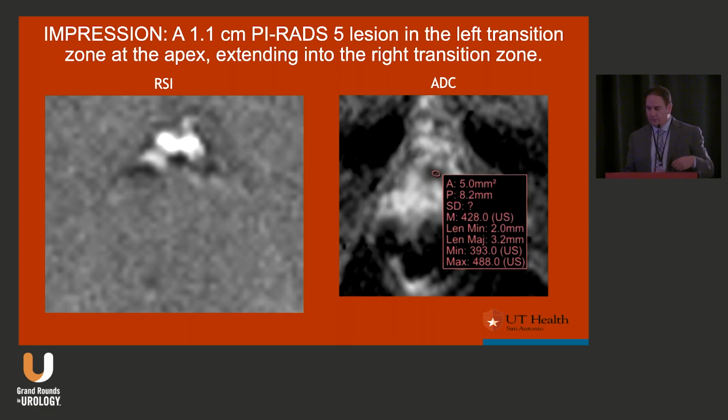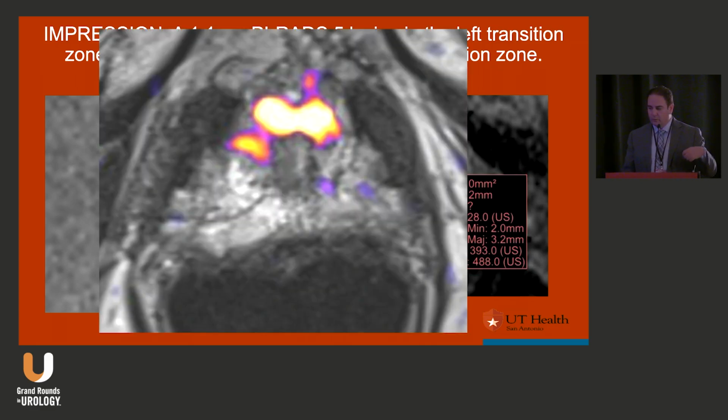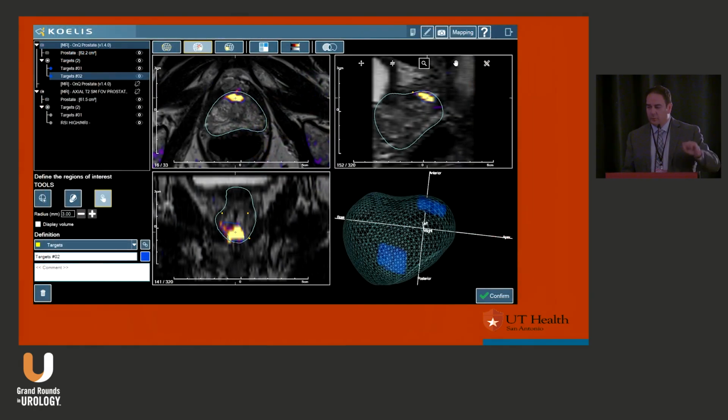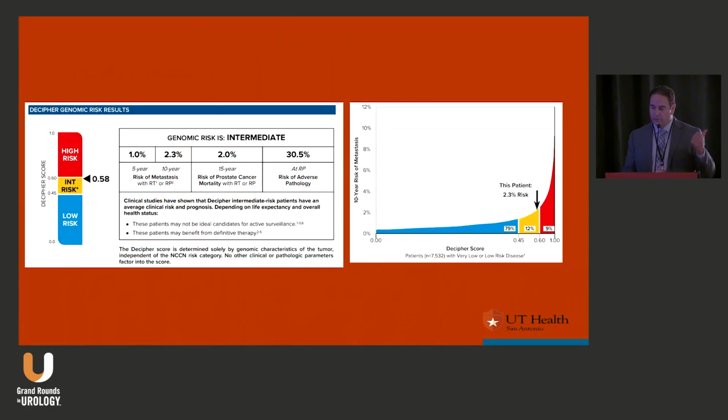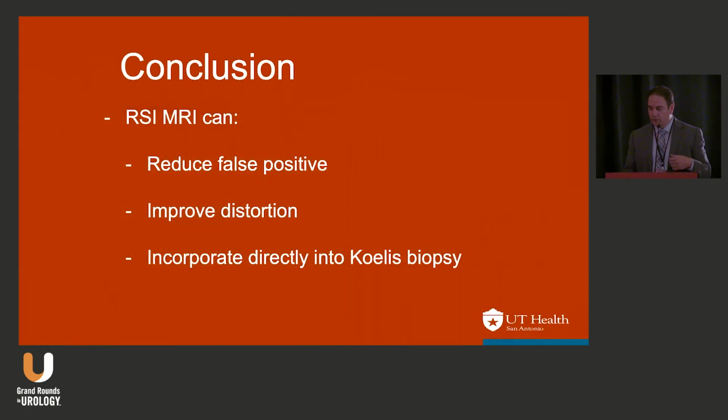That day we also had Koelis there. So we were able to take this image, which wasn't circled on our Urinav by radiology, so you always have to review your images. We were able to import this directly without any other manipulation and do our biopsy, and that was the only lesion that was clinically significant on our biopsy. Everything else was benign, including the other lesion. The Decipher score was high.